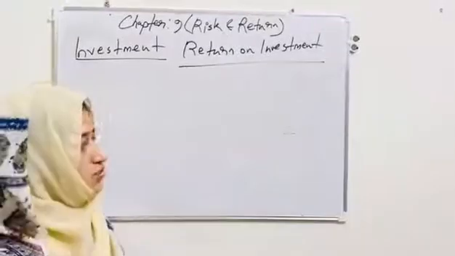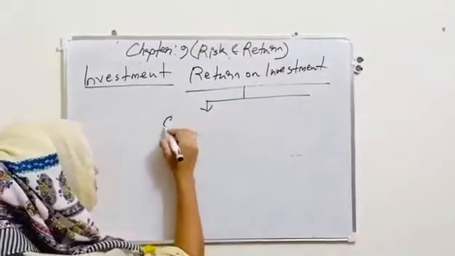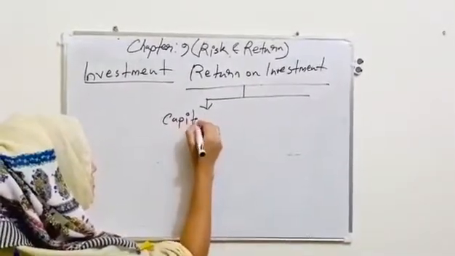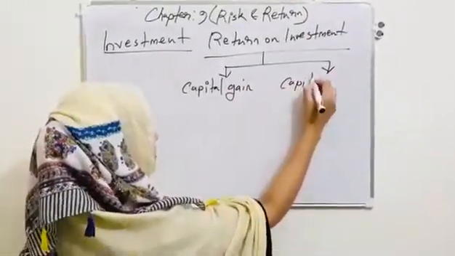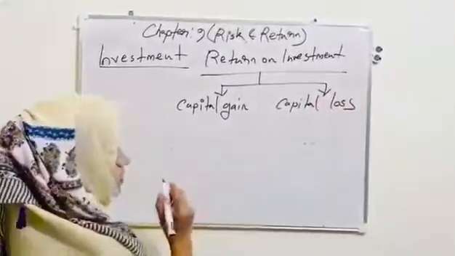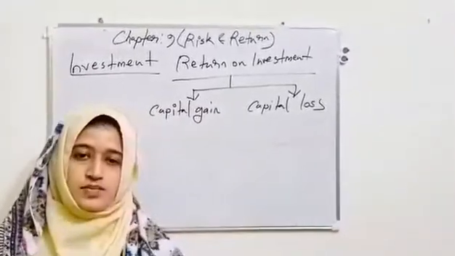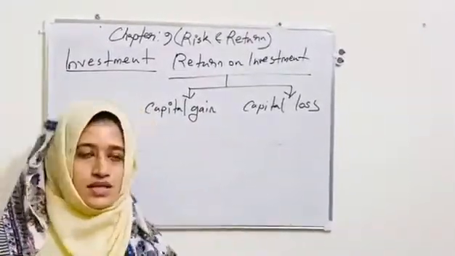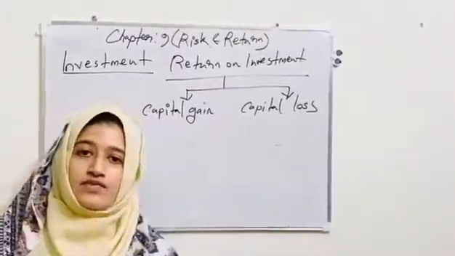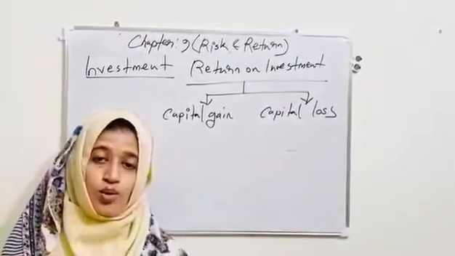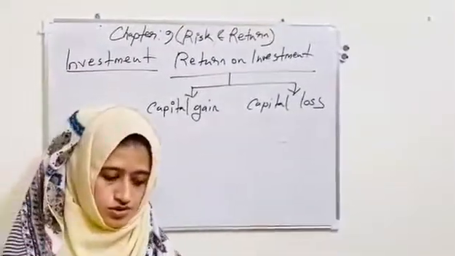And from that return on investment, one is capital gain and second one is capital loss. When an investor sold an asset higher than its purchasing price, then he will receive capital gain. Again, what is capital loss? When an investor sold an asset lower than its purchasing price, then he will face capital loss.